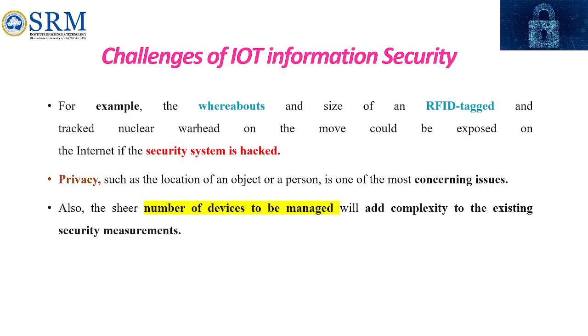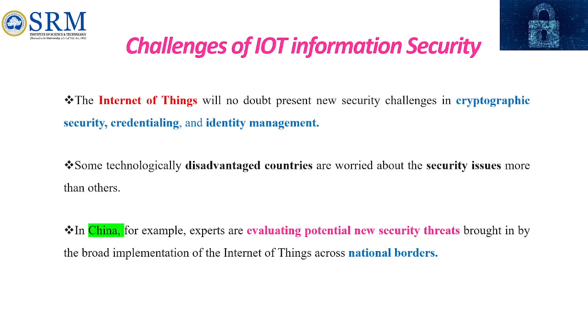Okay, and here personally it might be a person or an object. The privacy at that particular location is the most concerning issue here. The number of devices to be managed will add more complexity to the existing security measurements. And there is no doubt the Internet of Things will make new security challenges in cryptographic security along with credentialing and identity management. We also have some disadvantaged countries, like China, who may say there is a security concern because they have more data, and a data breach might occur. That means exposing their data to the United States or some other countries.